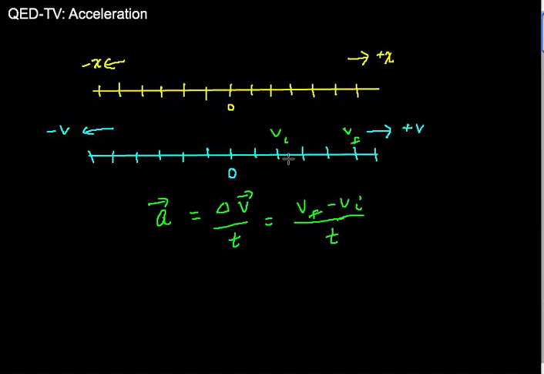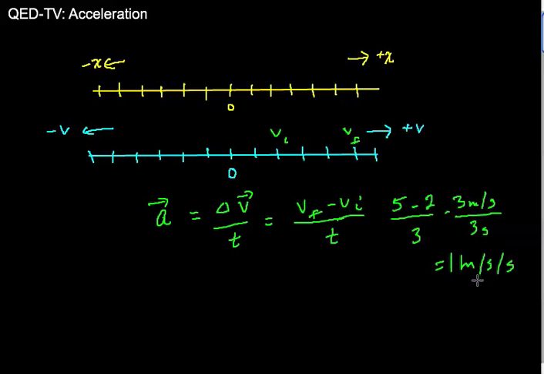So what is this velocity? 1, 2, 3, 4, 5 meters per second. 5 minus 2 meters per second, divided by our time, which would be 3 seconds. So we're going to get 5 minus 2, which is 3 meters per second over 3 seconds. And that's going to equal 1 meter per second.